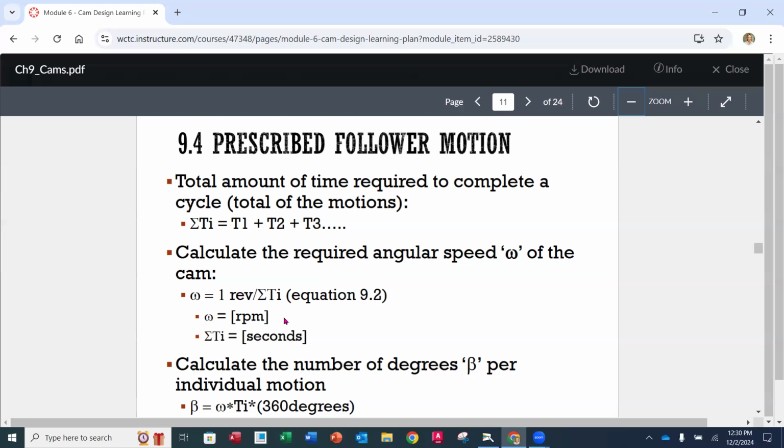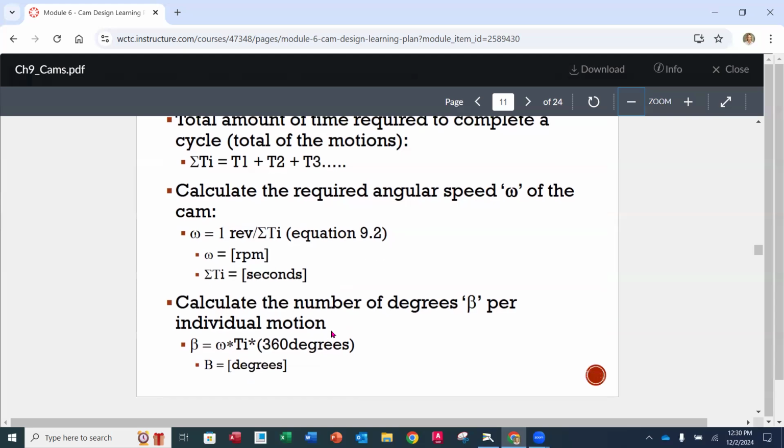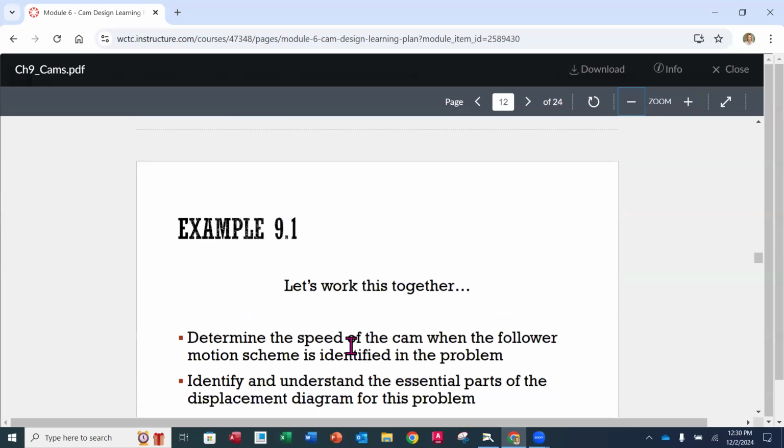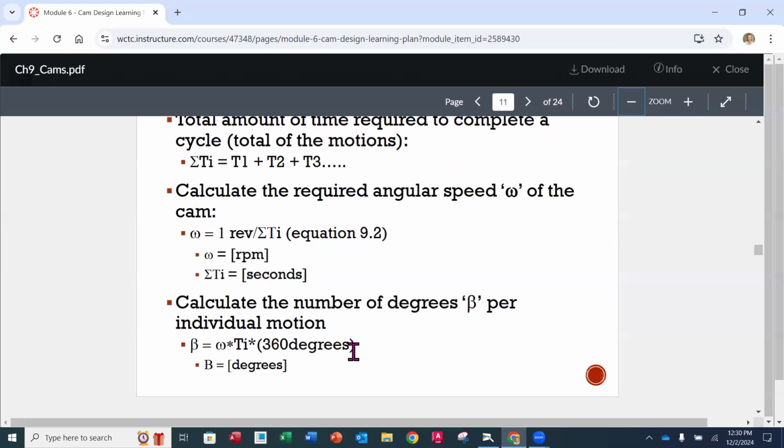So we're going to be figuring that out in RPMs, and then our total time is normally in seconds, like what happens in one revolution. So we'll probably have to do a little bit of converting as we look at these problems. The last thing that we need to calculate, is it the last? Yeah, the last thing we need to calculate that is going to come into play when we're figuring out our motions here is going to be the beta, okay?